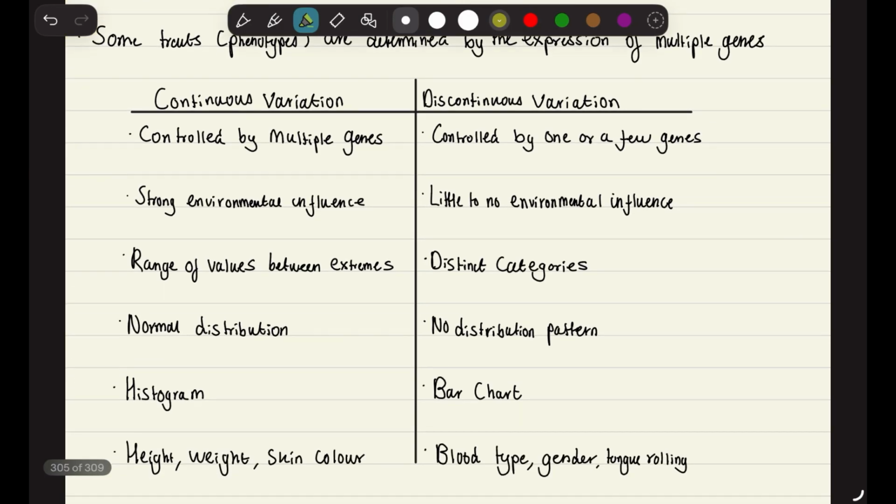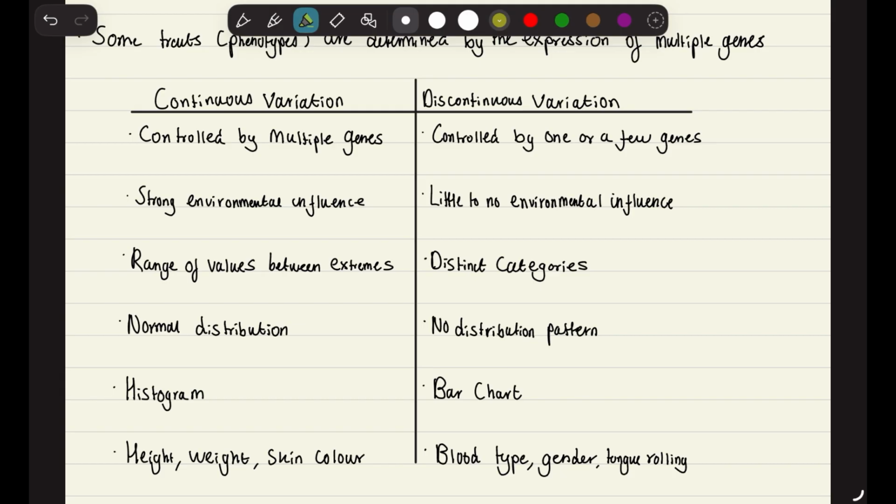Now, some characteristics are controlled by continuous variation, some are discontinuous. We just need to be able to tell the differences between the two and know which characteristics or traits apply to each one. When talking continuous variation, we're thinking height, weight, skin color. Skin color is a bit borderline, but the kind of thing they're going to say is that yes, there's obviously a big genetic component, but then also things like tanning are going to change the skin color. Whereas discontinuous is more like your blood type, gender, tongue rolling, which is one they love, actually, the ability to tongue roll. These things just kind of stay as they are, if you get what I mean.